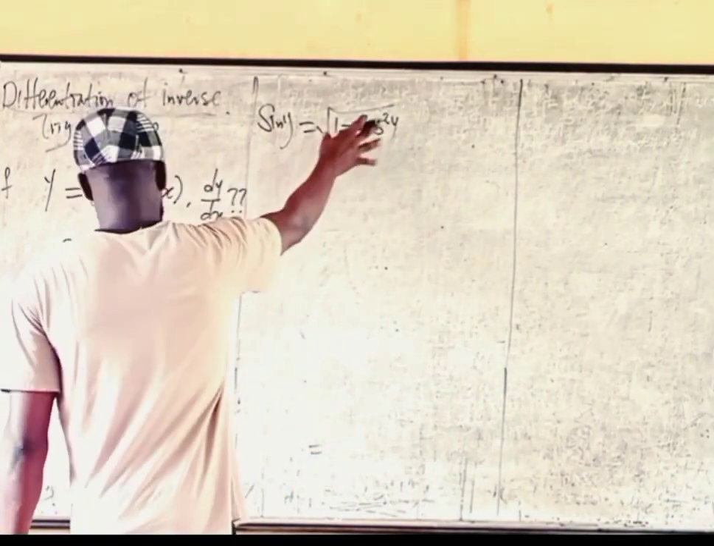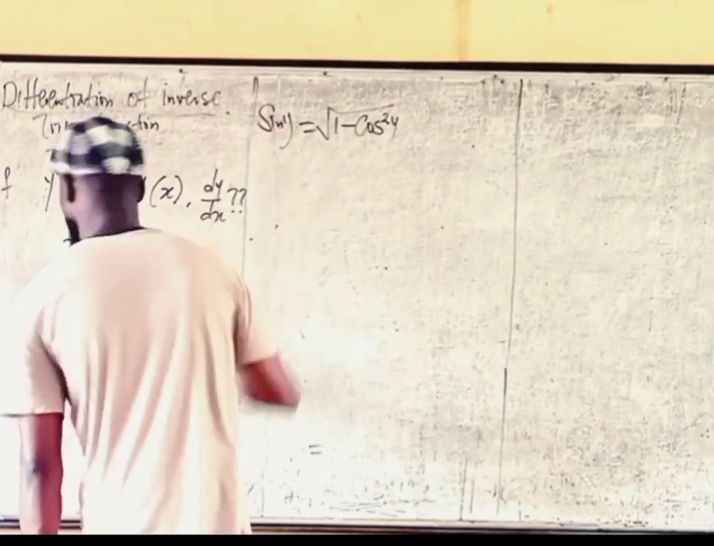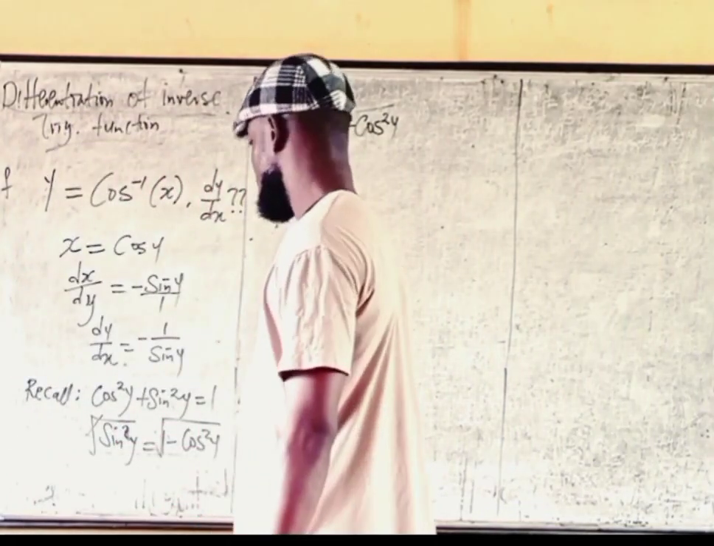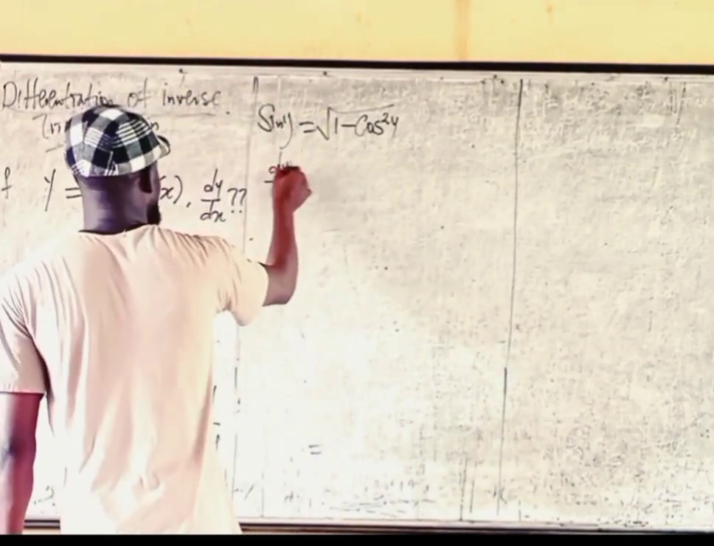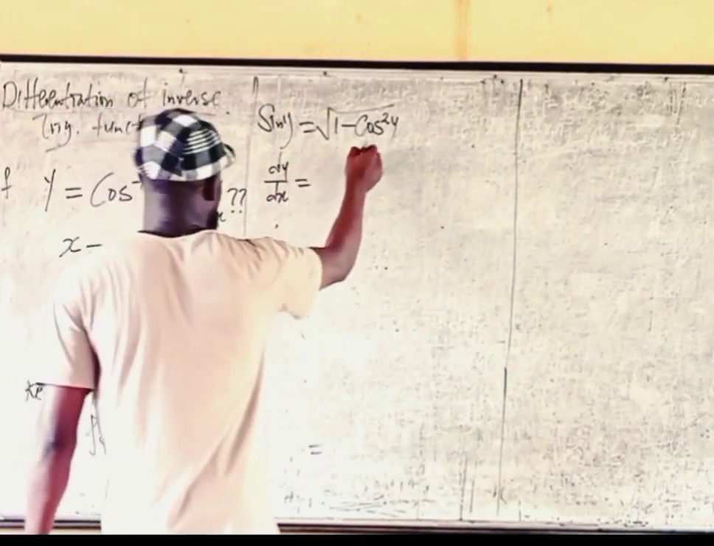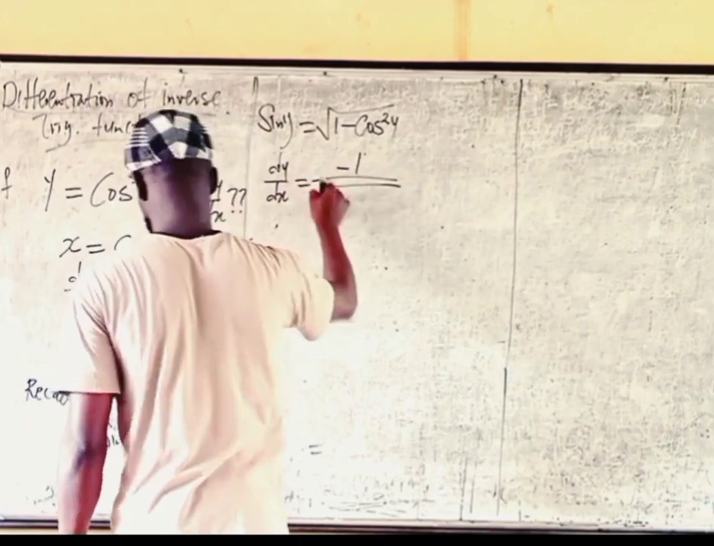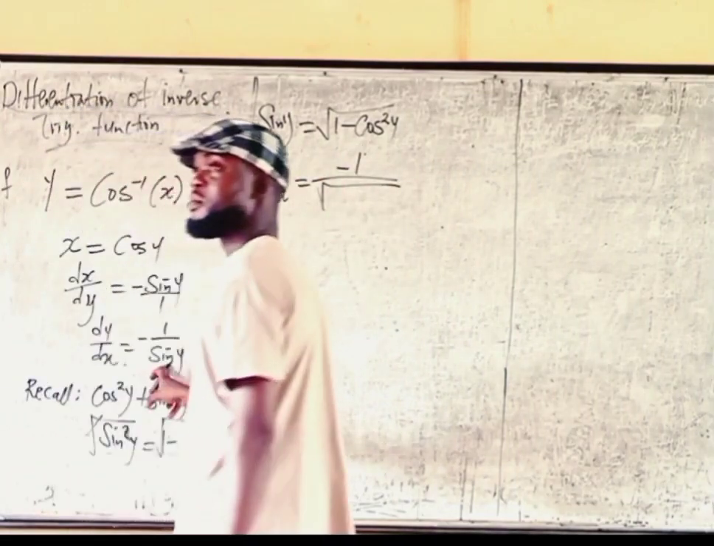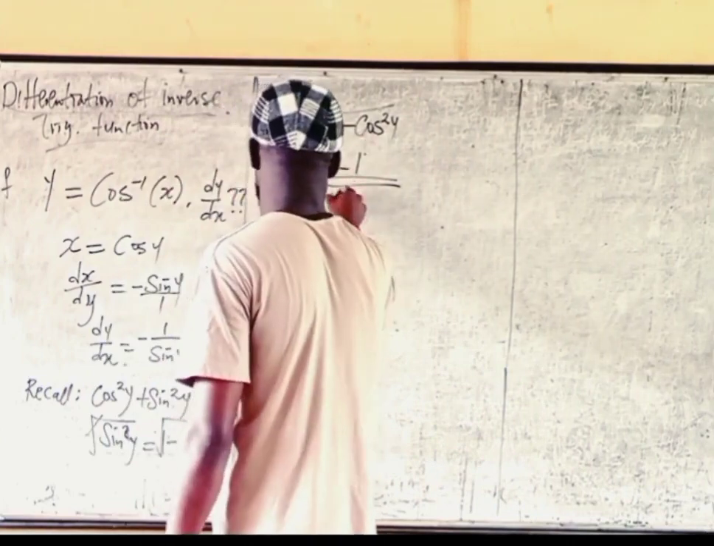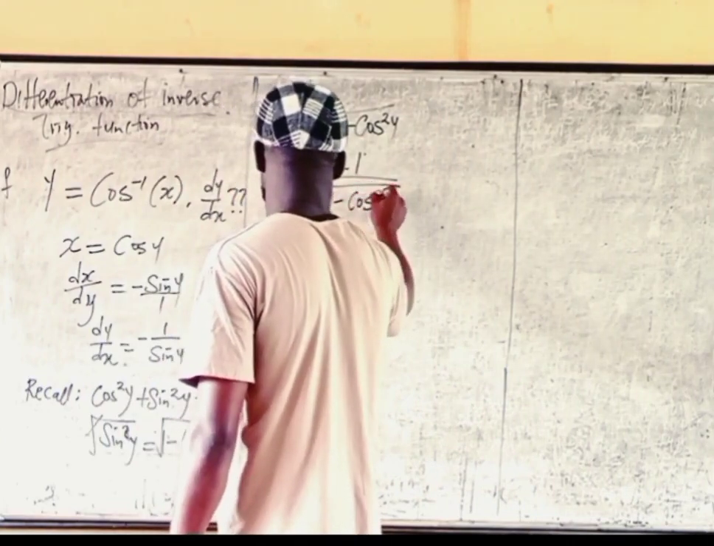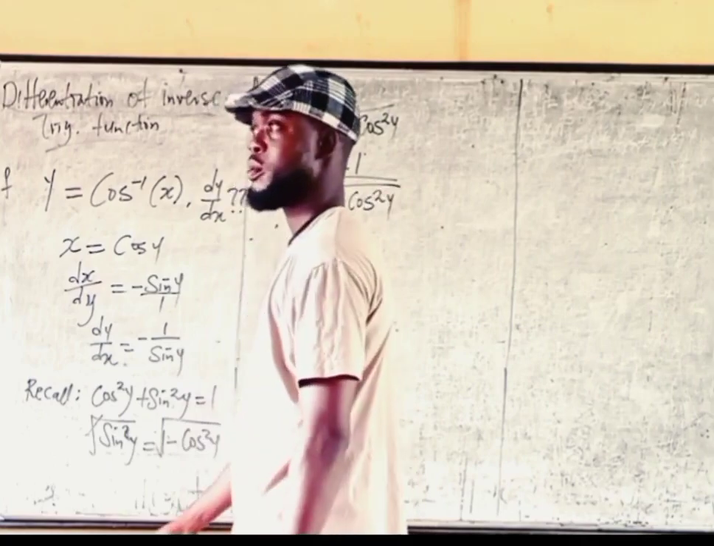Then go to the question and replace your sine y with the square root of 1 minus cos square y. So dy over dx will be equal to minus 1 over the square root of... remember sine y should be replaced by this, since sine y is the same thing as this, we replace with this. Now 1 minus cos square y. That's what we're going to be having.